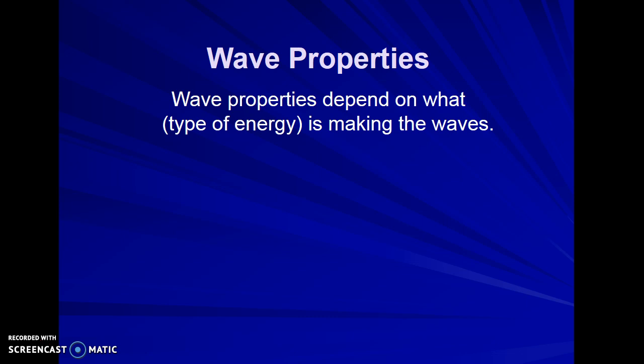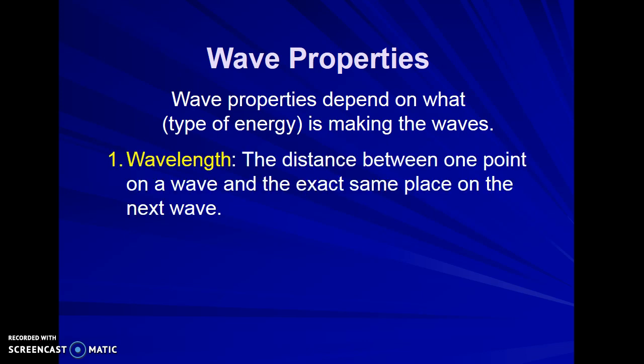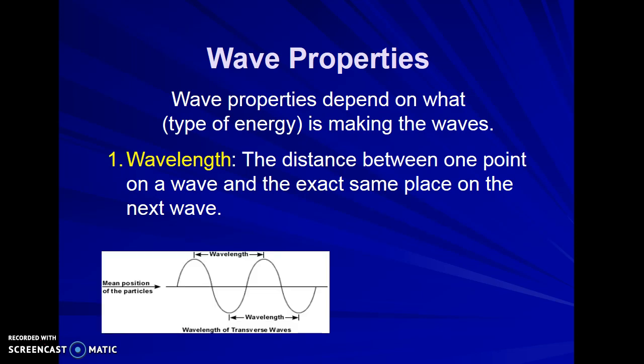So most waves will have these similar properties, but if we have a sound wave or a light wave or a wave from an earthquake, a seismic wave, we might have slightly different or varying properties because of that. However, all waves have these same properties, and the first is a wavelength. Wavelength is, like its name suggests, the length of one wave. More specifically, it's the distance between one point on a wave and the exact same place on the next wave.